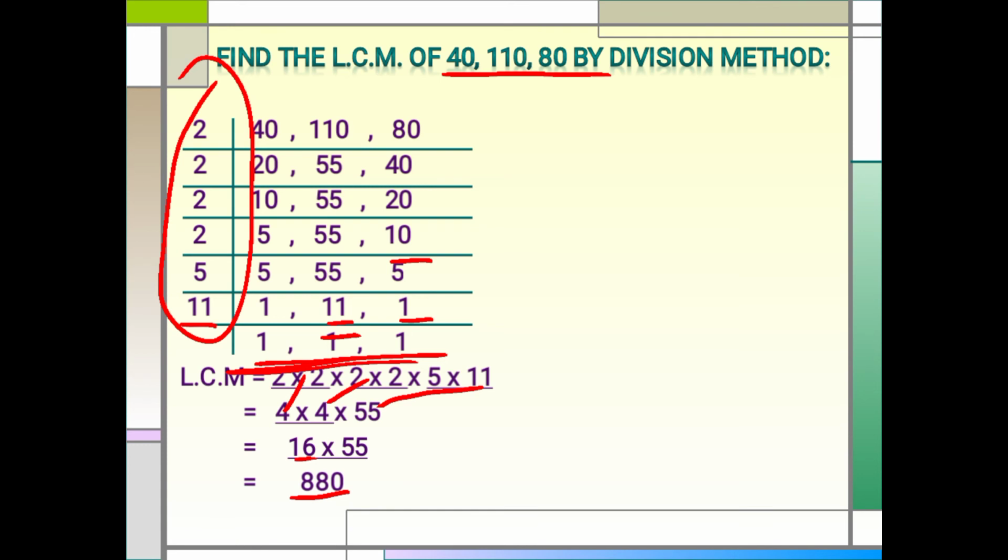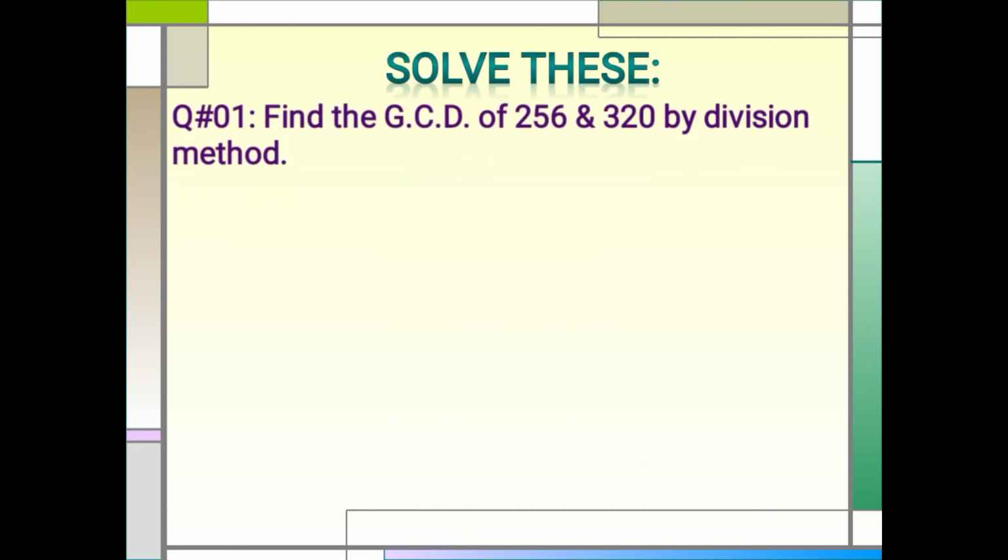So students, that's all for today's lecture. Now we are moving towards the question answer session. What you have to do is solve this one. The question here is: find the GCD of 256 and 320 by the division method. Okay students, start solving it in your copy and tell me the answer.